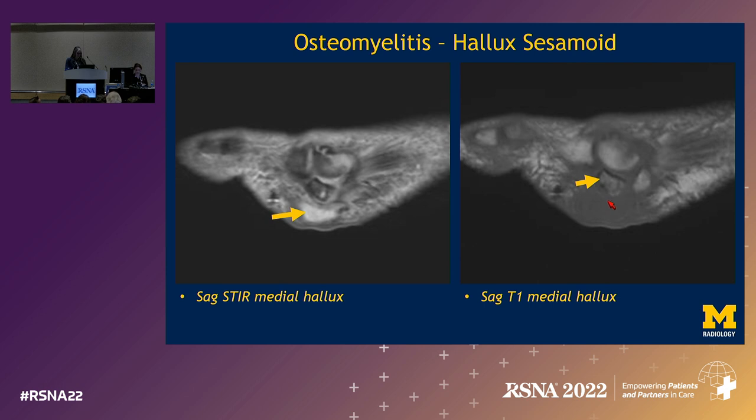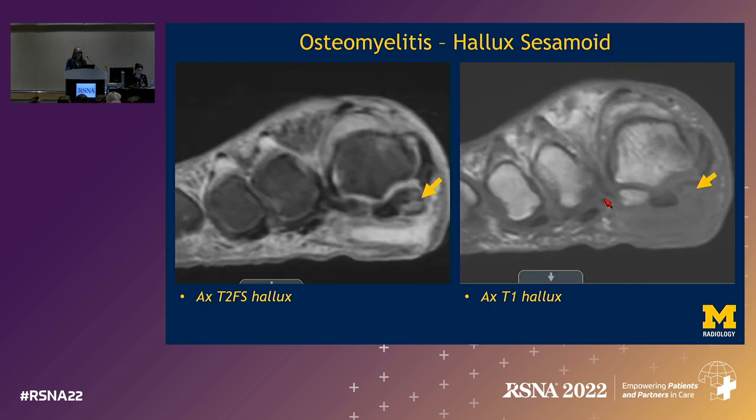Similarly, on the T1 weighted image, we see intermediate T1 signal within that sesamoid that is confluent with all of the infected soft tissue. The next set of images, same patient, just in the short axis plane, again show the abnormal signal in the sesamoid in contiguity with the fluid collection that is also draining through an abscess on the plantar side of the foot.